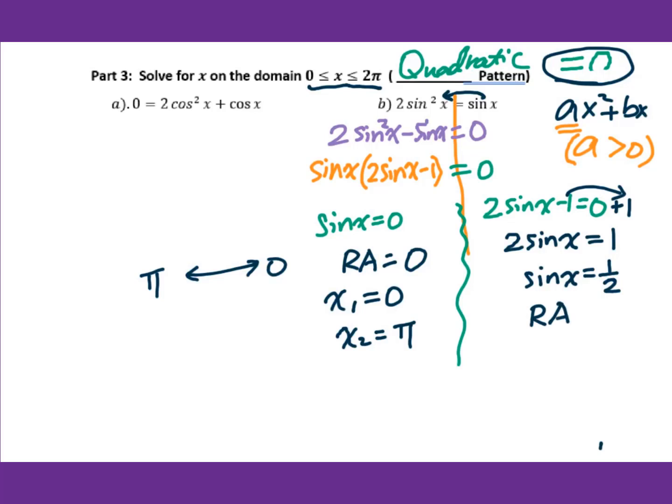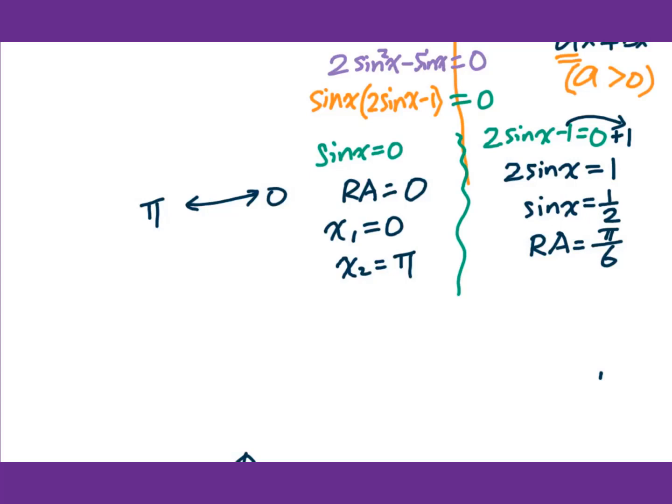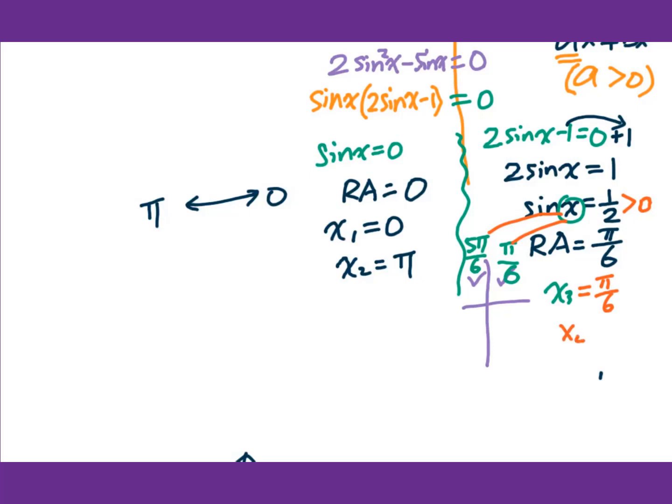Reference angle, that's pi over 6. Since sine x equals 1 over 2, that's positive, so we go to the first quadrant and the second quadrant. You will get pi over 6 and also 5 pi over 6. So we got x3 and x4: x3 equals pi over 6 and x4 equals 5 pi over 6.